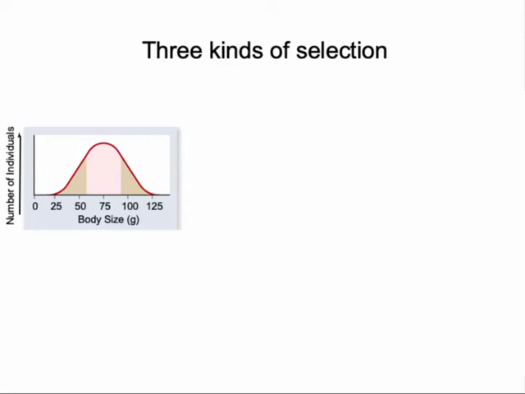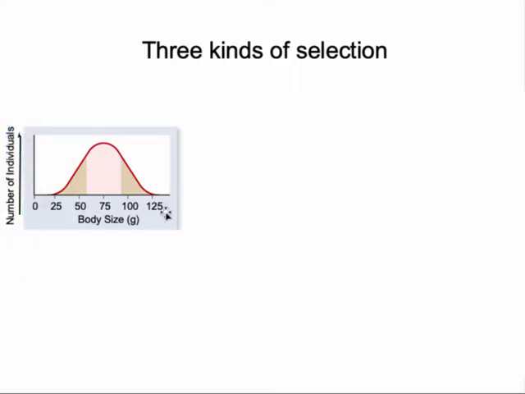We're going to talk about the different types of selection that there are. And we're going to be looking at several graphs. So we're going to see graphs like this. Graphs have two axes. The horizontal axis is called the x-axis, and the vertical axis is called the y-axis.